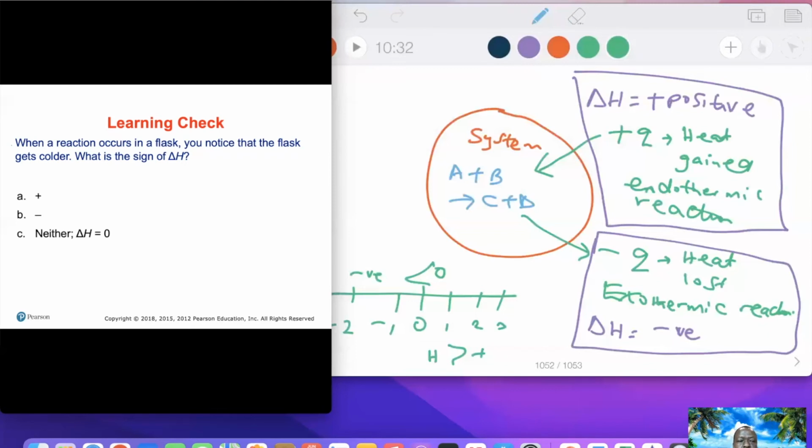If it was negative, that means it is giving away heat. I would feel it warm, hot, like I feel like dropping it. Then it would have been negative. Of course, C is wrong.